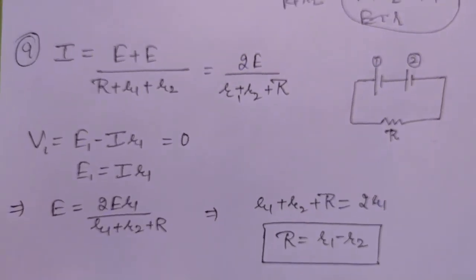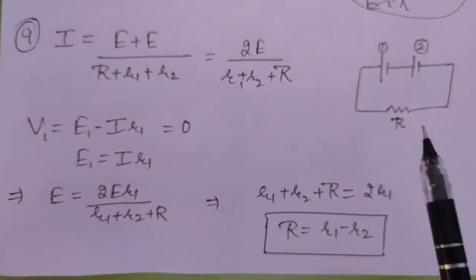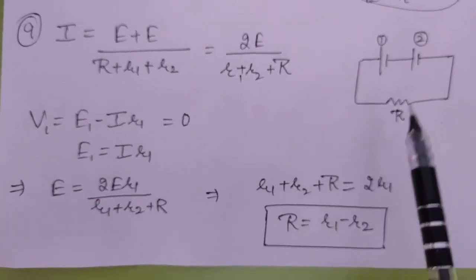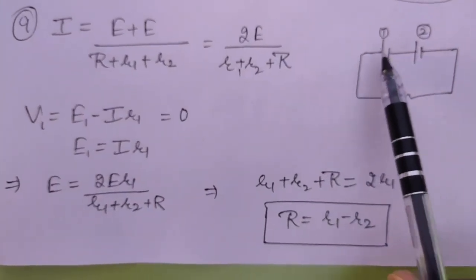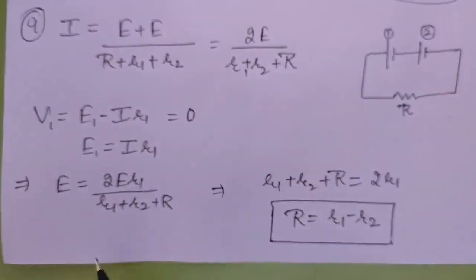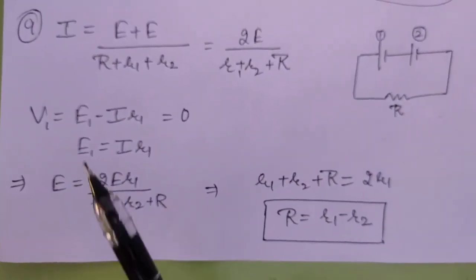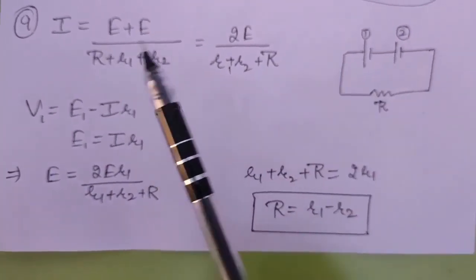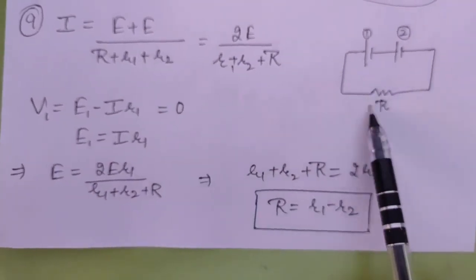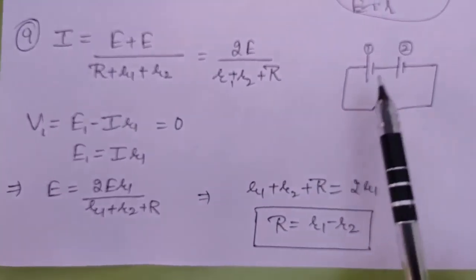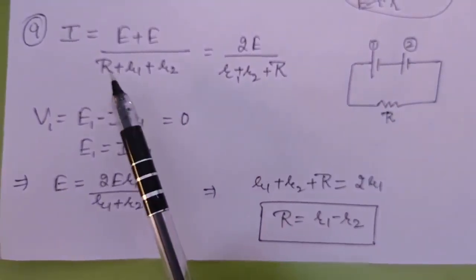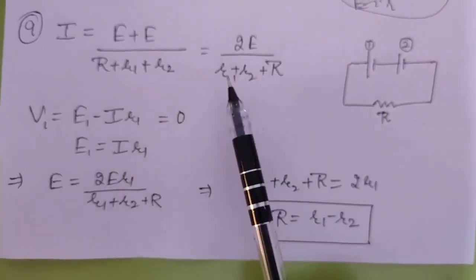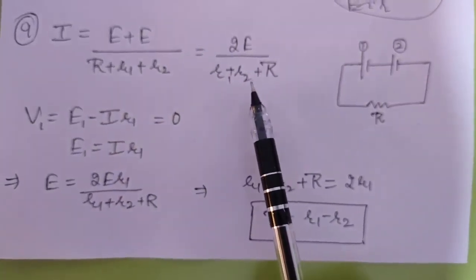Okay students, so next is question number 9. In that the same figure is given to you and it is asked what should be the value of this capital R so that the potential across it becomes 0. First of all again let us calculate the current in the circuit. That will be total EMF, that is E plus E, upon total resistance. R, R1 and R2, all the three are connected in series. So therefore total resistance will be R plus R1 plus R2. So I will be 2E upon R1 plus R2 plus R.